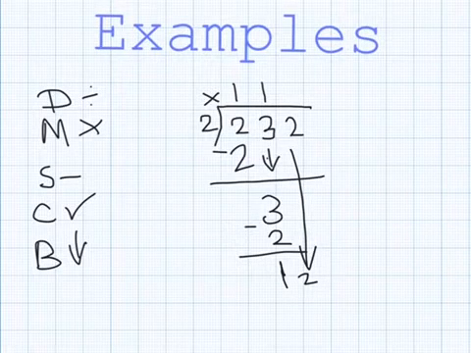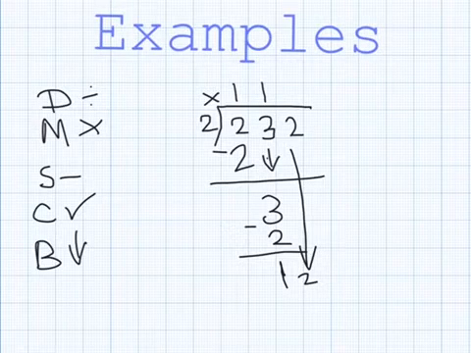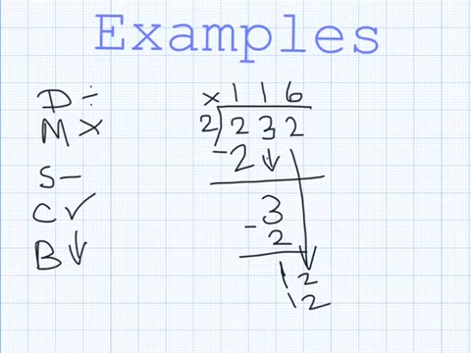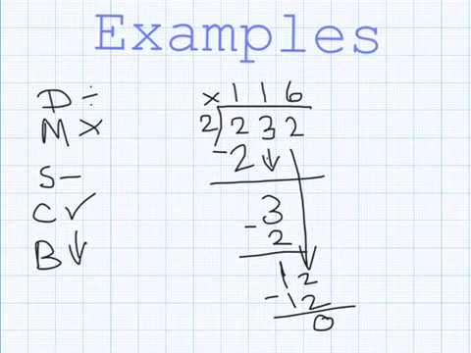Repeat the process one more time. 2 goes into 12 6 times. 2 times 6 equals 12. And now subtract. The answer here is 0. We have no remainder. And we also know this is correct because the remainder, which is 0, is less than our divisor. The answer is 116. Our remainder is 0.